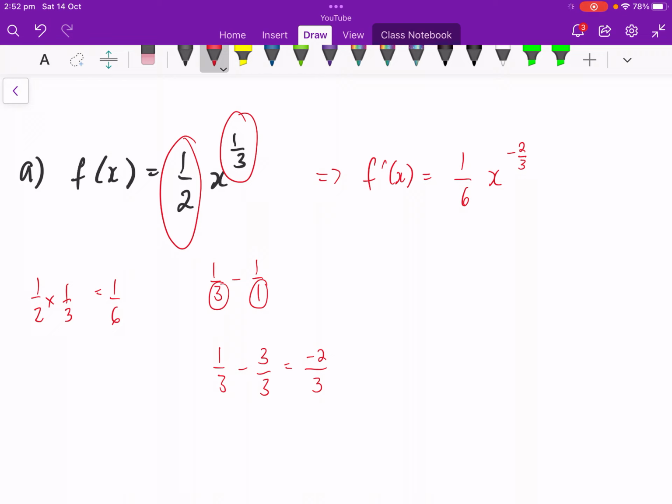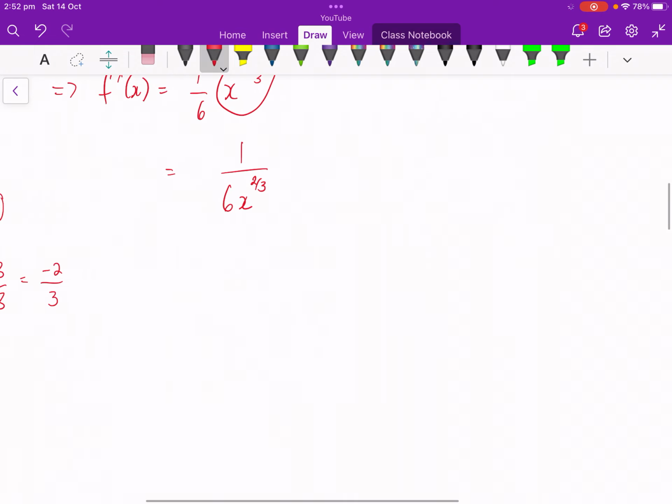Now you can leave it like this, but as mentioned previously, you always want to try to leave things as positive indices. So what we're going to do is move this to the bottom of our fraction. So I'm going to be left with 1/6x to the power of 2/3. Now this is also a very fine format. There shouldn't be anything wrong with this. However, what we want to do is actually convert it with a radical. A radical is a fancy word for a square root sign. So let's try and do that.